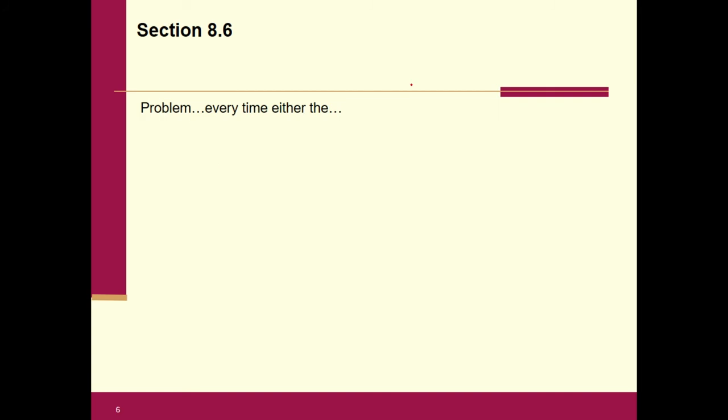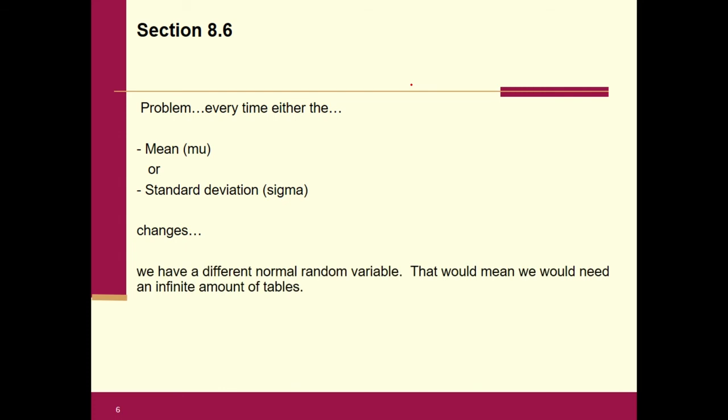So I have a bit of a problem. Every time either the mean changes or the standard deviation changes, we have a different normal random variable. So there's an infinite amount of normal random variables, and every time mu or sigma changes, we would have to make a new probability table to figure out probabilities. Oh, that would be awful. So mathematicians and statisticians said that's a bit of a problem, we've got to figure out what to do about that. We can't recalculate everything every time mu or sigma changes. That just doesn't make any sense. We have to come up with a better solution than this.